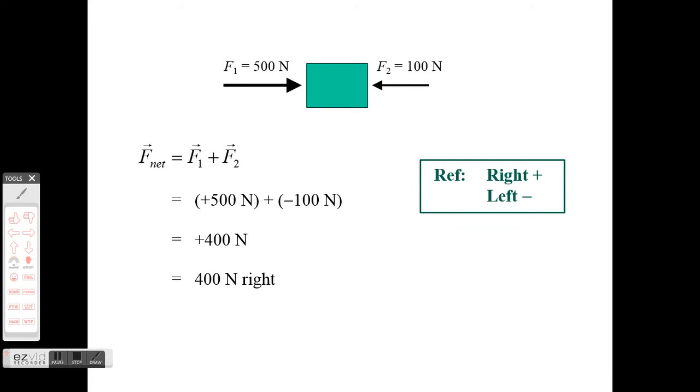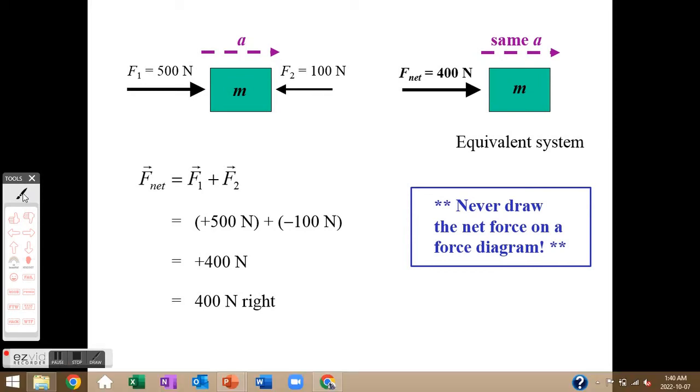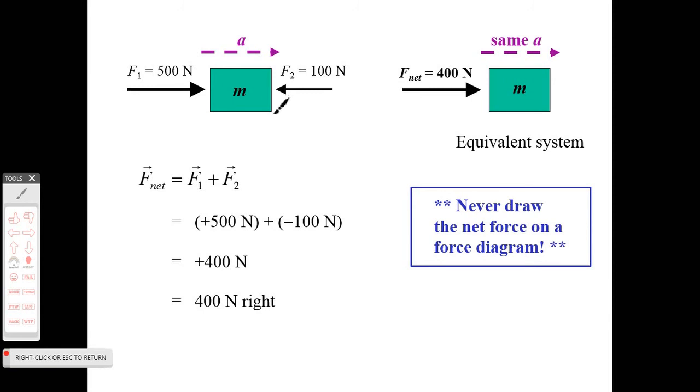Now, we can show the acceleration on this one. We do not draw the net force on our same force diagram. Reason being, we don't want to add another force. We don't want to say, oh, look, I've got 400 newtons going this way. Well, suddenly that looks like I've now got 900 newtons going to the right and only 100 to the left. So we can draw a totally separate picture showing the whole system with only the net force acting on it.